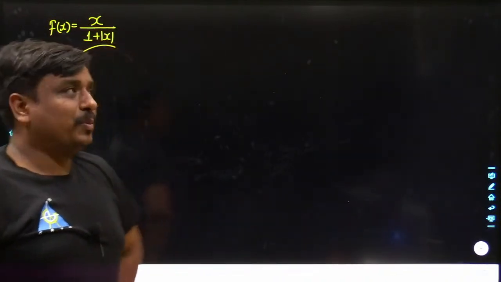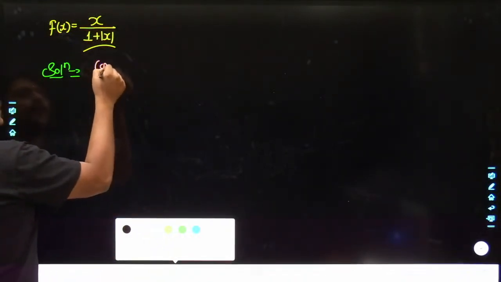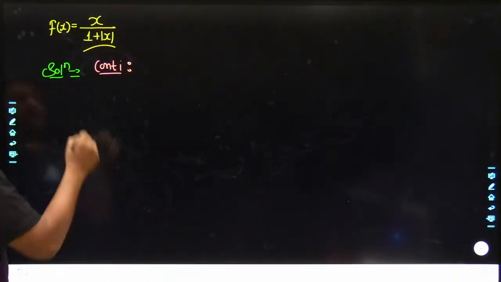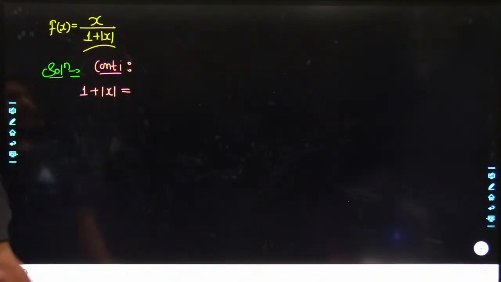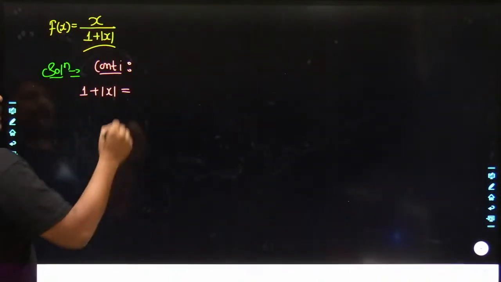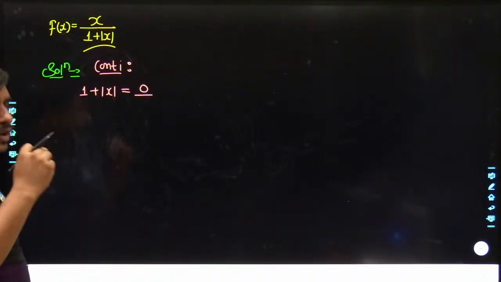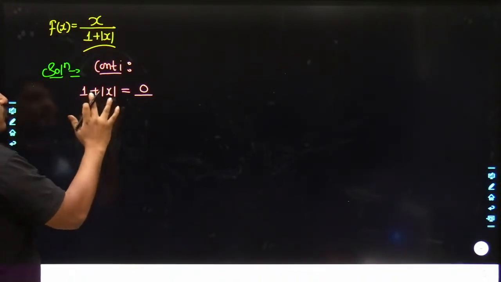Again, the same criteria has to be applied over this problem which we applied in the last problem. Continuity: for the continuity, what do we do? We try to check all possible real values of x which will make the denominator 0. So obviously I do not have any real value of x which would satisfy 1 plus mod of x equals 0.